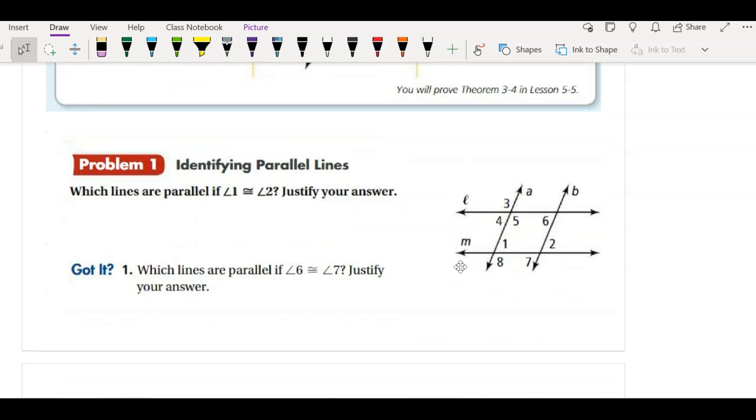So let's go on to problem 1. On this one, we want to find out which lines are parallel if angle 1 is congruent to angle 2. So we've got angle 1 and we have angle 2. These two are congruent, so let me mark that. Angle 1 and angle 2 are congruent, and we want to know which lines are parallel. Angle 1 and angle 2 are corresponding angles.